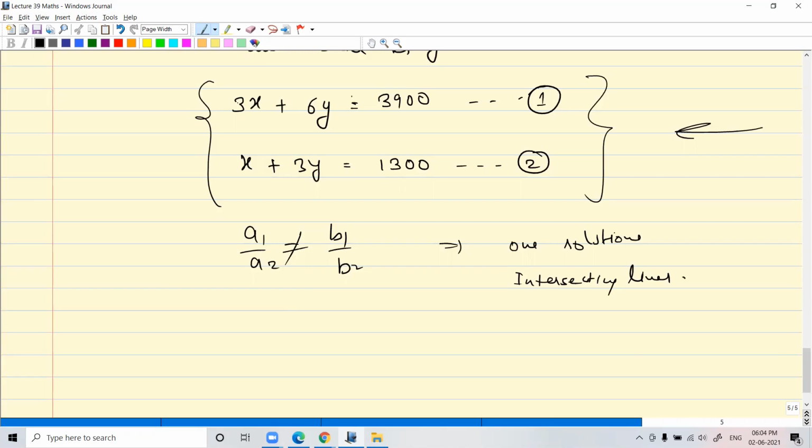So that we can very quickly check. A1 by A2 means 3 by 1, and here it is 2 by 1. This is 3 by 1, this is 2 by 1, they're not equal. That's why one solution.